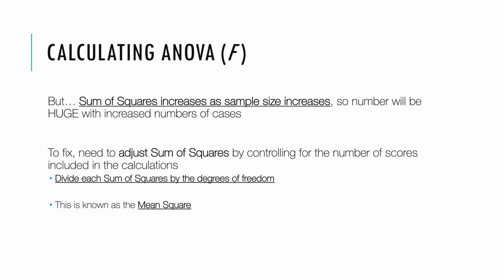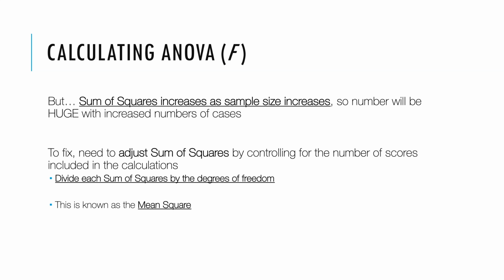With increasing numbers of cases, we're adding variability to the equation. So the sum of squares increases as sample size increases. So this number is going to be huge. So what we need to do is adjust for sample size. We need to adjust for the number of cases that we're putting in. Like if we just keep throwing cases in, no matter how many groups we have, we're squaring those numbers. So if somebody has a deviation score of 1, you square that number, it's 1. If they have a deviation score of 2, we square that, it's 4. If they have a deviation score of 10, we square it, it's 100, right?